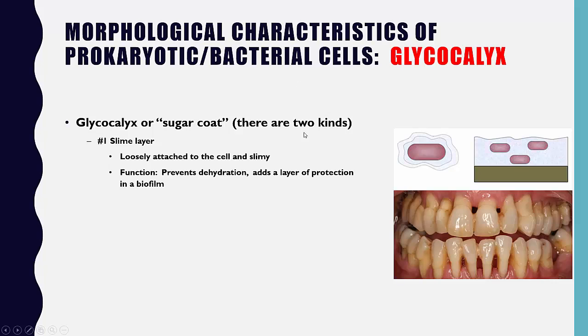So why do they make this? By the way, if you want to know what a slime layer is like, just run your tongue over your teeth. If you haven't brushed your teeth in the last few hours, you're probably going to feel the very beginnings of a slime layer being made, and then that can develop into something called a biofilm. So the glycocalyx is there to prevent dehydration. Bacteria don't want to dry out either. And it does add a layer of protection.